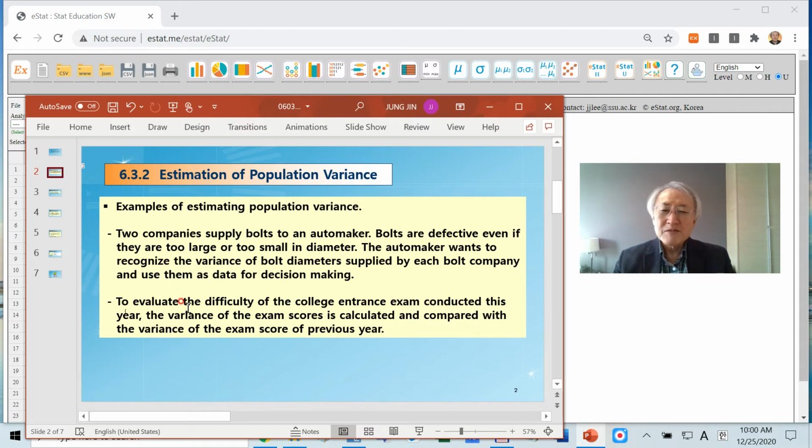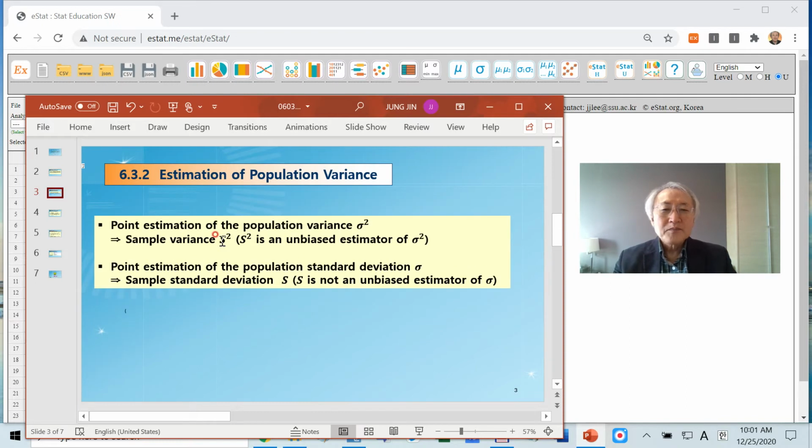Here's another example. To evaluate the difficulty of the college entrance exam, the variance of the exam score is calculated and compared with the variance of the previous year. I mean, the variance measure can be used to tell how difficult an exam is. How can you do that?